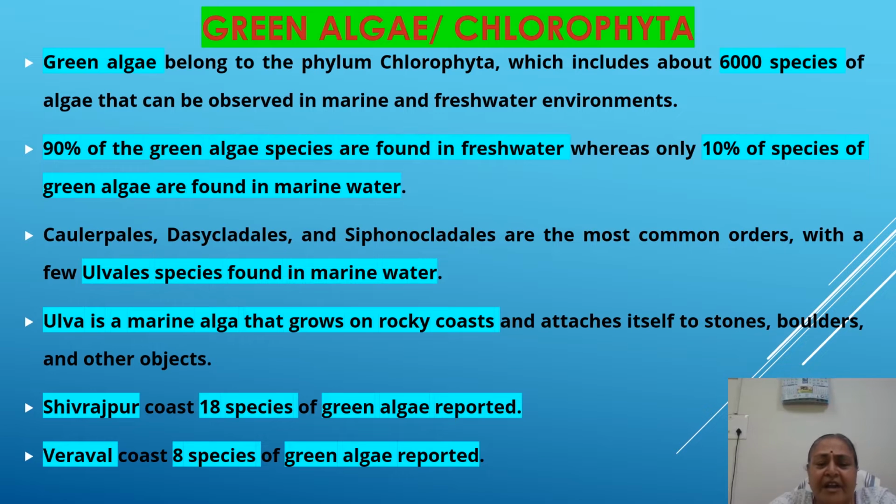Algae are marine algae that grow on a rocky coast and attach themselves to stones, boulders and other objects present on the sea surface. In the coastal area of Gujarat, we have conducted survey work and sampling work at Shivrajpur beach and Veraval beach, or Veraval coast, where we have reported 18 species of green marine algae at Shivrajpur, whereas on the Veraval coast 8 species of green algae we have reported.